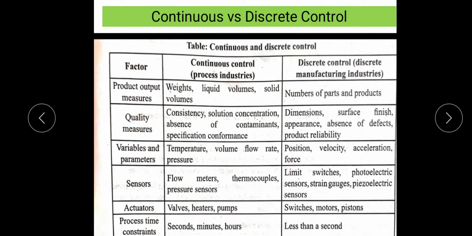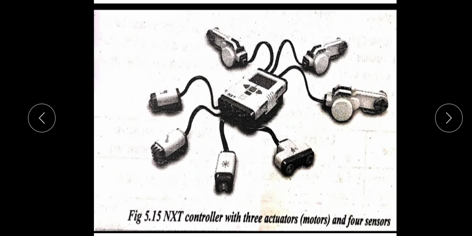One example of a controller that uses both continuous and discrete control, and where continuous control is achieved using frequent sampling of continuous data, is the Lego NXT controller installed in the industry. As you can see in the image, dear students, this is the NXT controller with three actuators, as you can call motors, and four sensors.